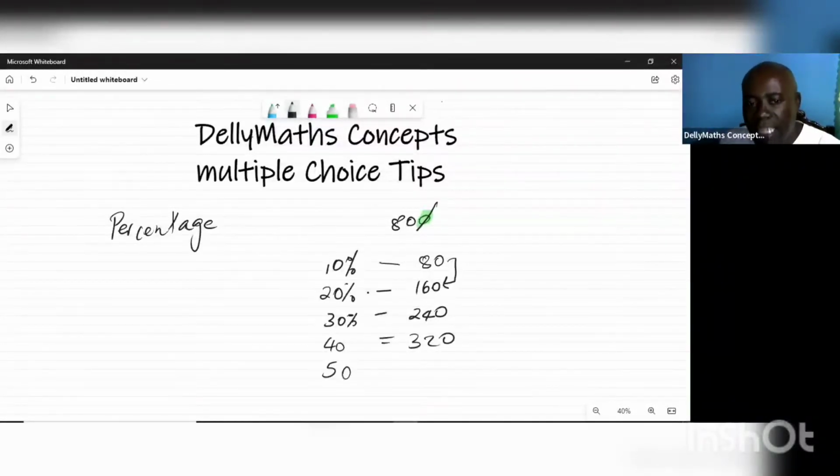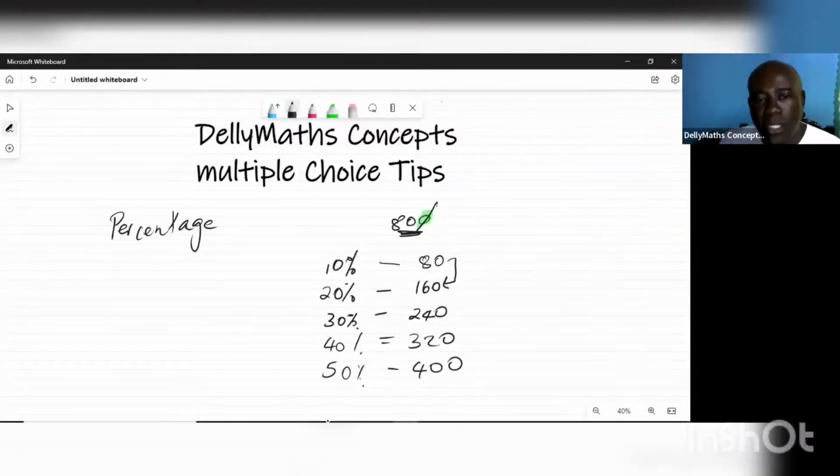50 is going to be 400. So you're seeing that if I know 10%, I can know 20 by doubling, I can know 30 by tripling, I can know 40 by multiplying by 4, I can know 50 by multiplying by 5, and it goes on all the way back to 100. So we're saying, I don't need a calculator to do this because I'm just dropping off zeros, doubling, tripling.